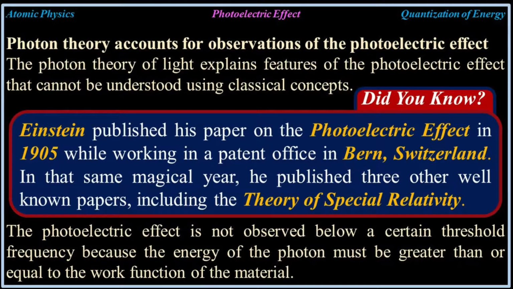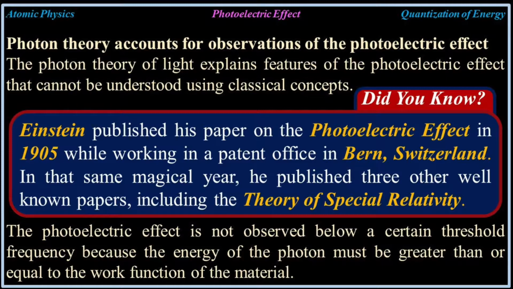Photon theory accounts for observations of the photoelectric effect. The photon theory of light explains features of the photoelectric effect that cannot be understood using classical concepts. Did you know Einstein published his paper on the photoelectric effect in 1905 while working in a patent office in Bern, Switzerland? In that same magical year, he published 3 other well-known papers, including the theory of special relativity.